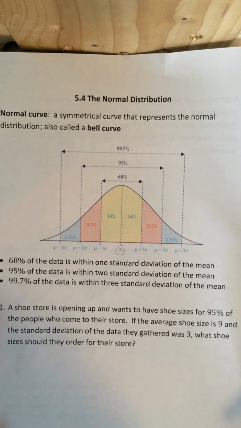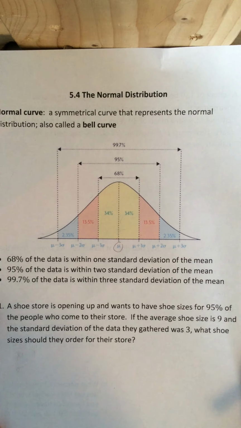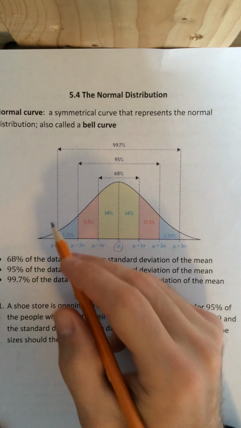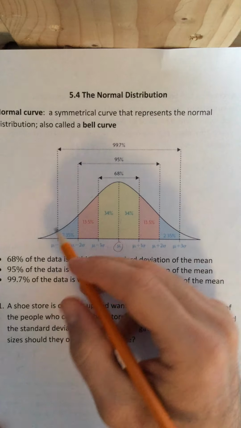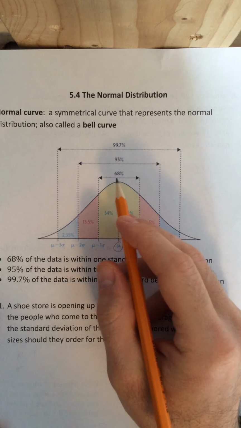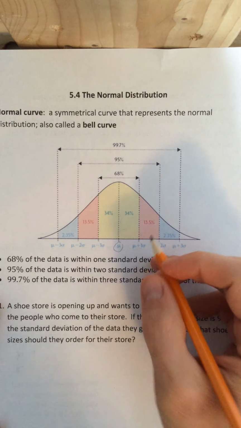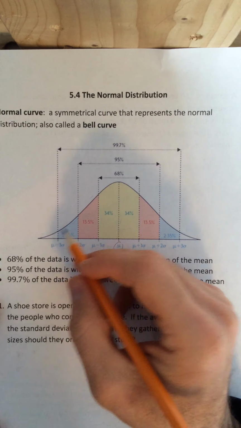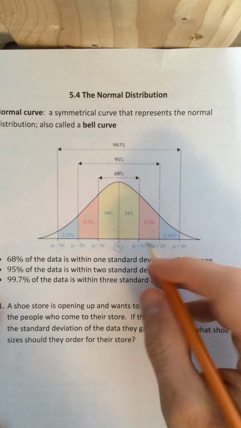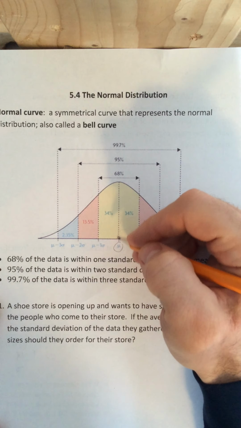In section 5.4, we begin to look at normal distribution. This involves a normal curve, which is also referred to as a bell curve. This is a specific set of data or a special situation where, if you graphed it using a histogram or a frequency polygon, the data is completely symmetrical with one single peak in the middle.